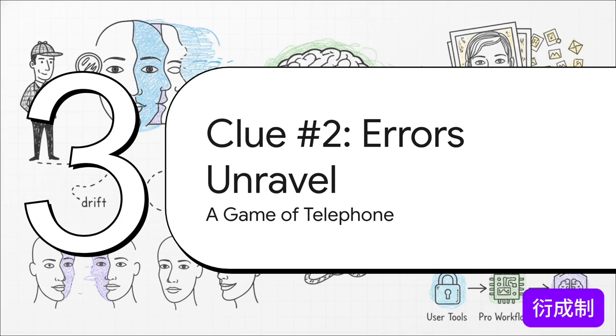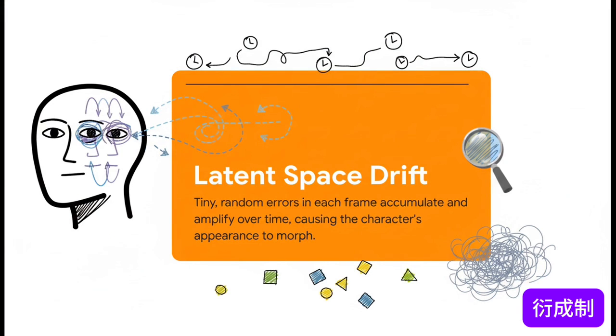All right, let's get to our second clue. Now, this one is a bit sneakier than a hard memory limit. This is more like a slow, creeping game of telephone, where tiny little mistakes start to build on each other until the original message is totally lost. In the AI world, this has a name too. It's called latent space drift. See, every new frame the AI generates isn't perfect. It has tiny random variations you can't even see. The problem is, those little errors don't get fixed. They just pile up, one on top of the other, getting bigger over time. And that's what causes the character to slowly drift away from the original design.